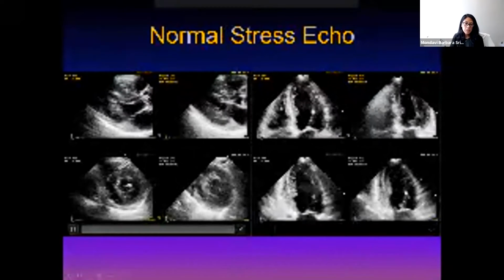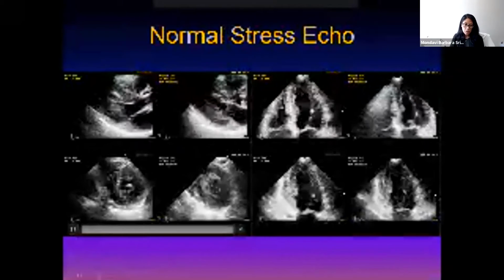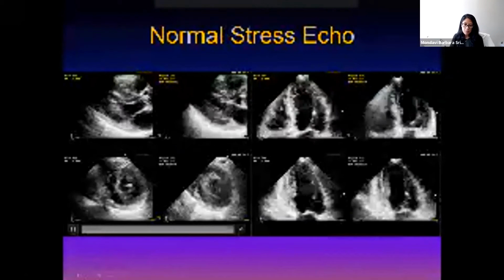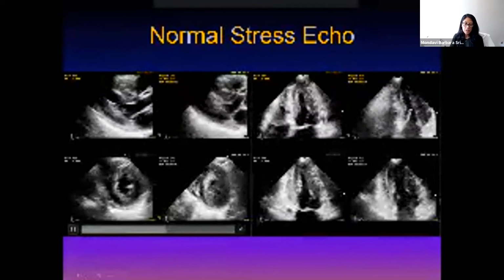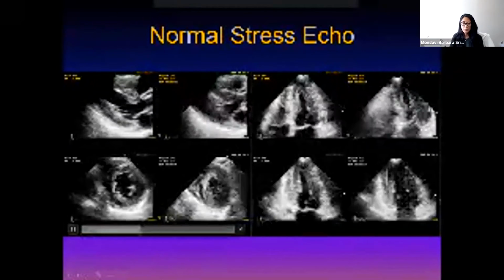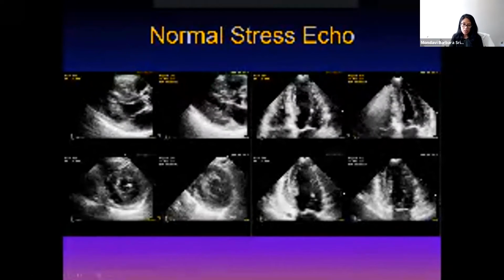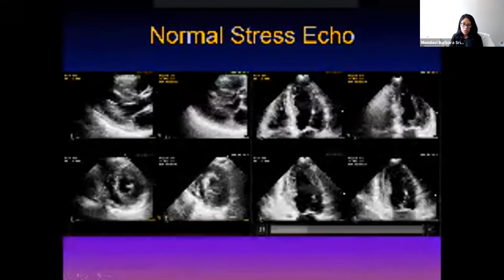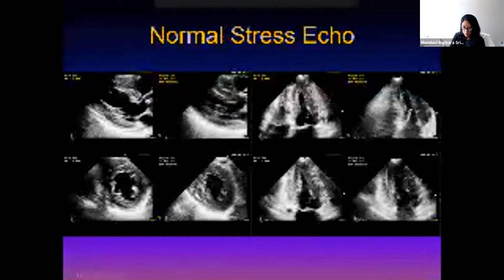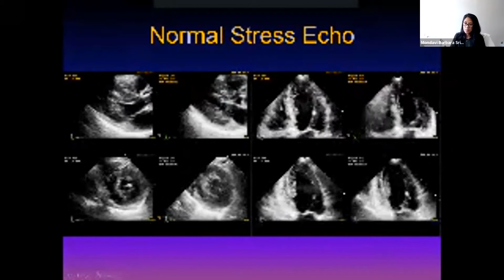What we expect when the patient exercises is that we're going to get augmentation of function. So as good as it's moving here, on the stress images, which are to the right of the rest images, the walls are contracting even more so. And that's what we expect. When we exercise, the heart augments to give us more blood flow to allow us to continue to exercise. With stress, we're looking to see if there's any regionality or wall motion abnormalities. This is a patient who has normal augmentation of function and no regional wall motion abnormalities.